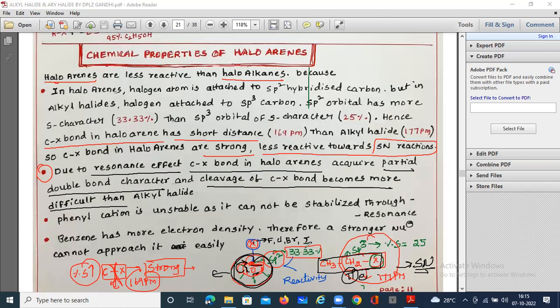So here we can raise a question like which of the following compounds is highly reactive towards nucleophilic substitution?